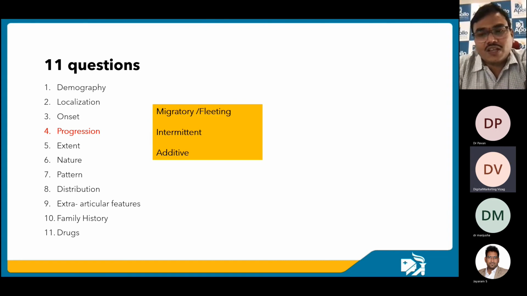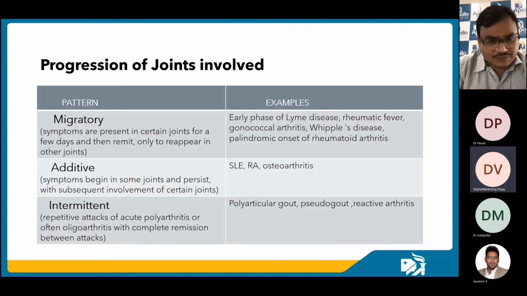Or it can be a migratory arthritis where the symptoms are present in certain joints for a few days and then remit, only to reappear in other joints. This typical pattern can be seen in palindromic onset of rheumatoid arthritis, Whipple's disease, gonococcal arthritis, rheumatic fever, and early phases of Lyme's disease.